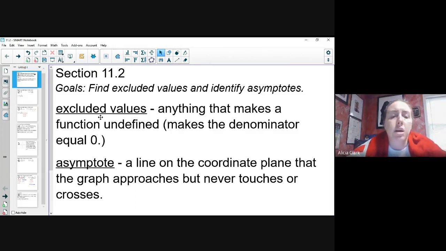The second thing that we're going to talk about is an asymptote. So this is a line on the coordinate plane that the graph approaches, but it never actually touches it or crosses it. So whenever you're graphing these, which we're not going to do, I'll show you an example of what it looks like, but this is basically like an imaginary line, and our graph is going to get closer and closer and closer, but it's never actually going to touch this line. It's just going to get really close to it.